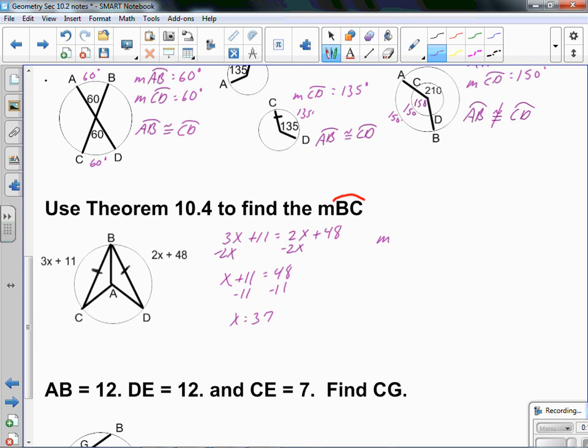And then for the measure of BC, that's going to be 3 times x, which is 37, plus 11. 3 times 37, 111, I believe, plus 11. So the measure of arc BC is going to be 122 degrees.